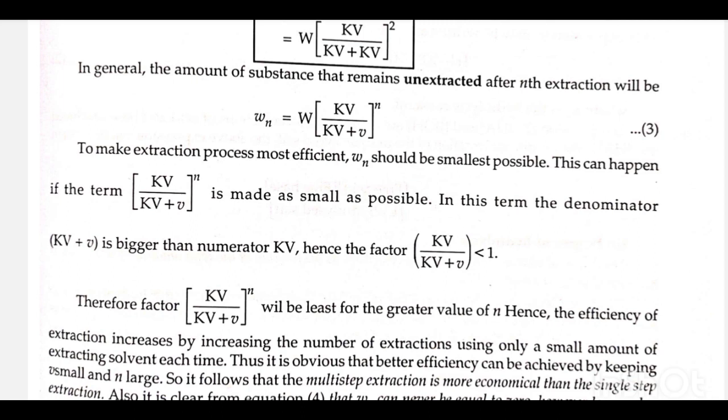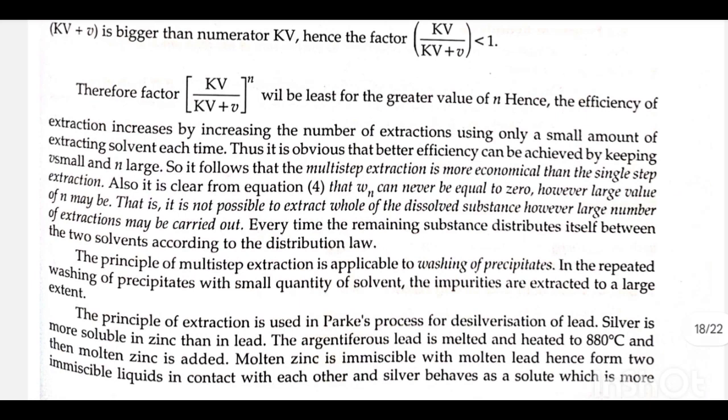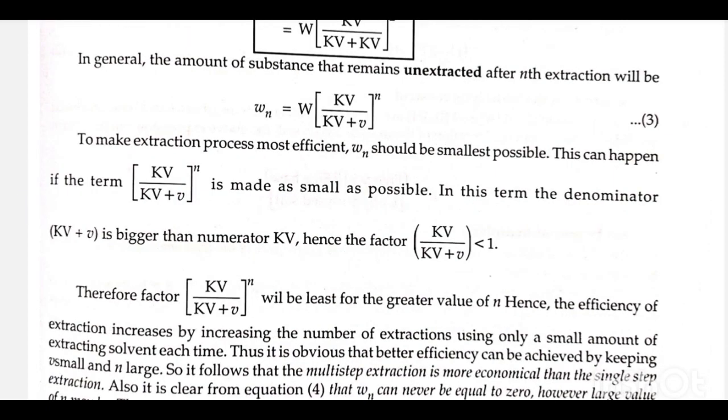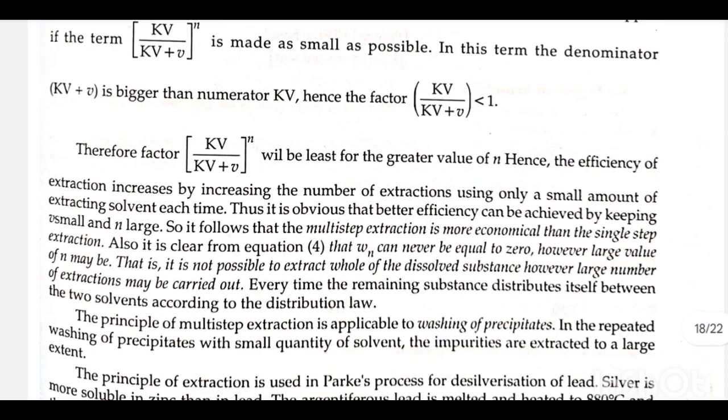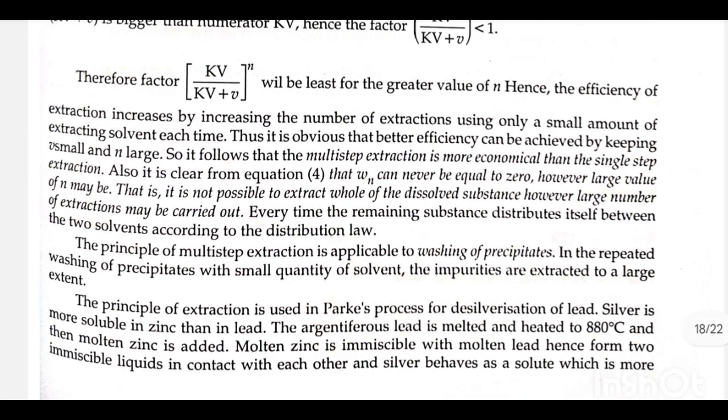In this term, the denominator KV plus V is bigger than the numerator KV. Hence, the factor KV upon KV plus V is less than 1. Therefore, the factor (KV by KV plus V) whole power n will be least for the greater value of n. The efficiency of extraction increases by increasing the number of extractions using only a small amount of extracting solvent each time. It is obvious that better efficiency can be achieved by keeping V small and n large.